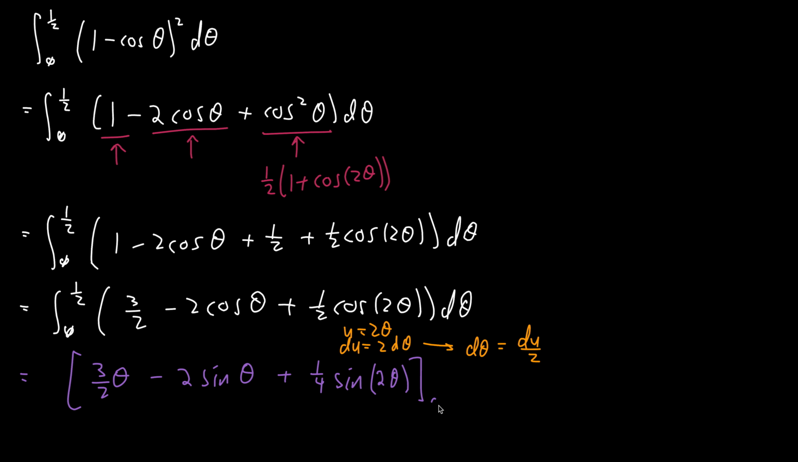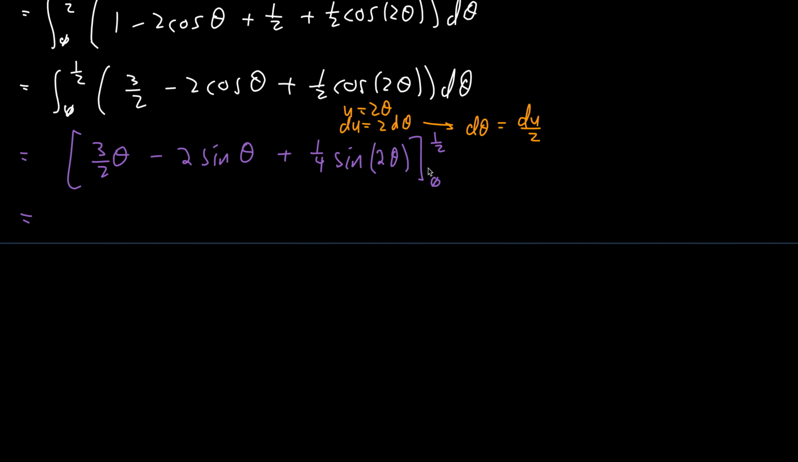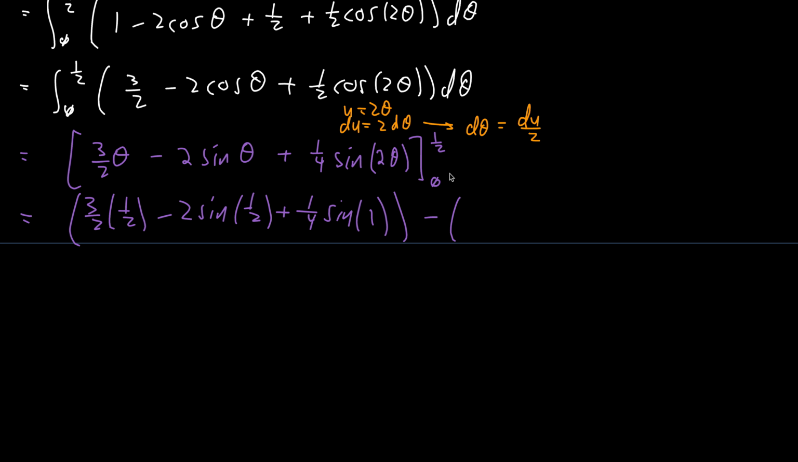Okay? Then we need to evaluate this from 0 to a half. Not a big deal. Plug in the half. We get 3/2 times a half minus 2 sine of a half plus 1/4 sine of 2 times a half, which is just 1. All of this gets subtracted from when we plug in the 0. 3/2 times 0, that'll go away. 2 sine of 0, that'll be 0. And then a 4th sine of 0, which is also 0. So these all go to 0.